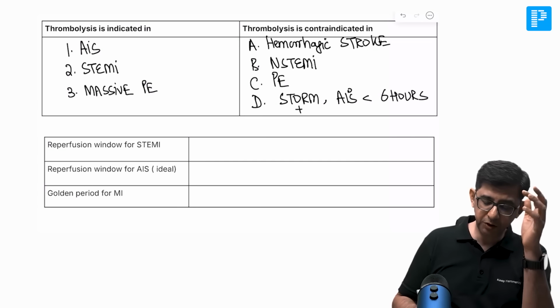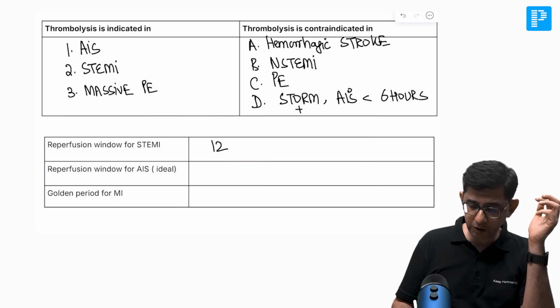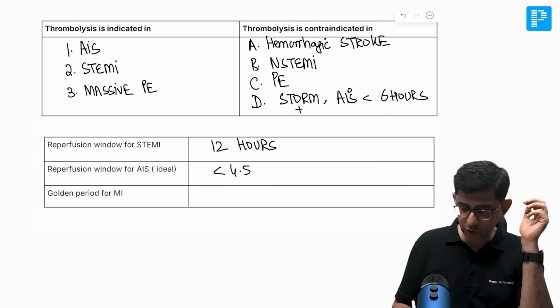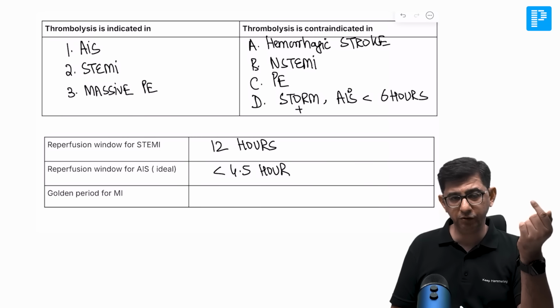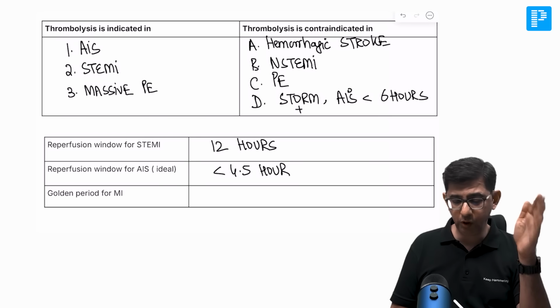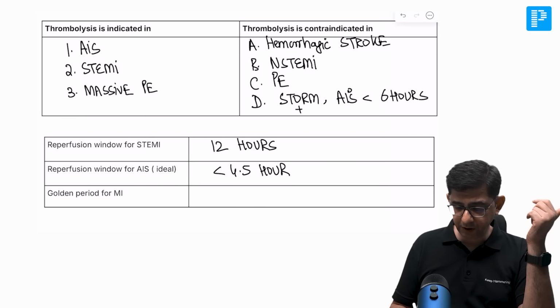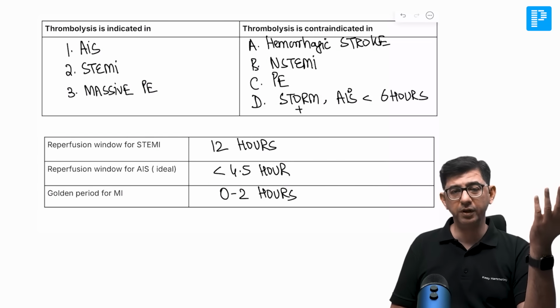The reperfusion window for ST elevation MI is 12 hours. We can do thrombolysis up to 12 hours. But for stroke, as I've explained to you, ideally it should be 4.5 hours. Upper limit, if it says, is 6 hours. So do take care of the fact that the heart is more resistant to hypoxia as compared to the brain. And if it says golden period for myocardial infarction, then it is usually within the first 1 to 2 hours, because of the increased risk of myocardial infarction.